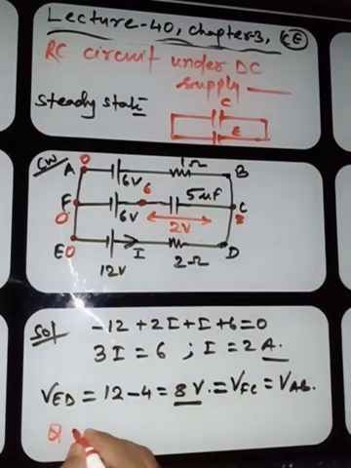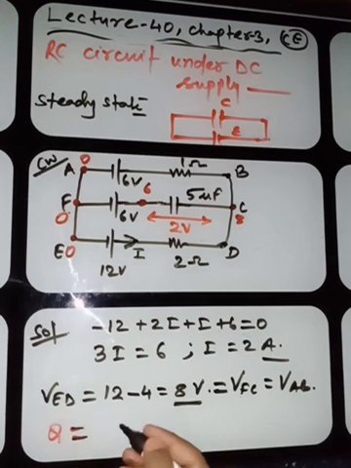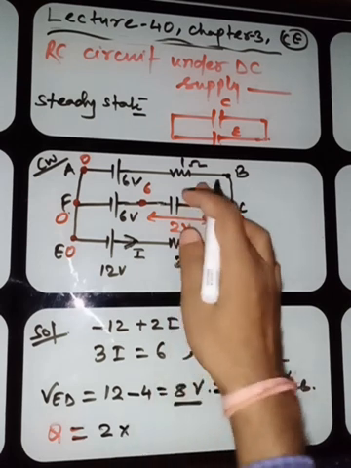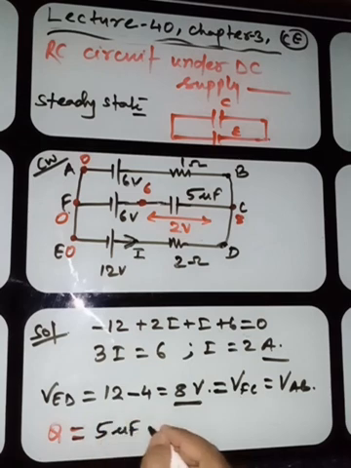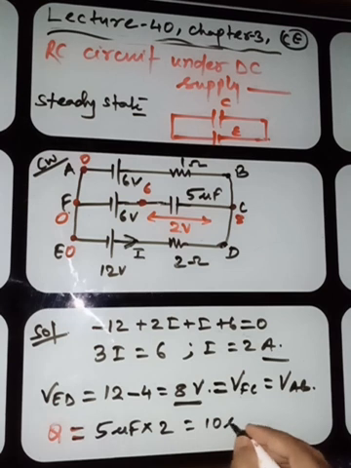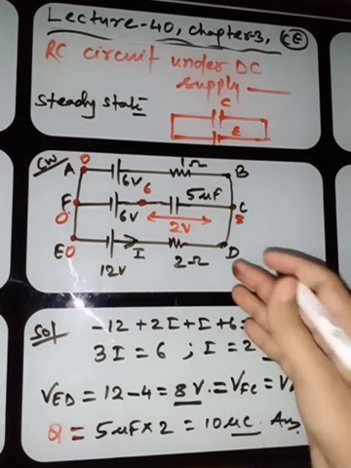Now the charge, Q equals CV. Let me write in black because with this fade there is low visibility. Now Q equals CV. So C is 5 microfarad, times V, which is 2. So 10 microcoulomb is the answer.